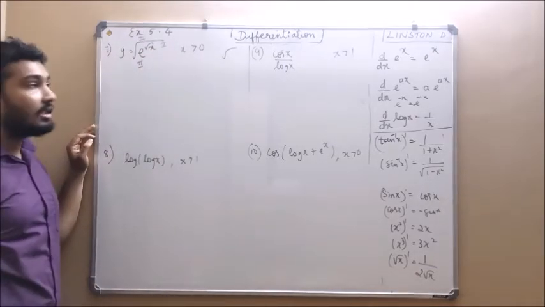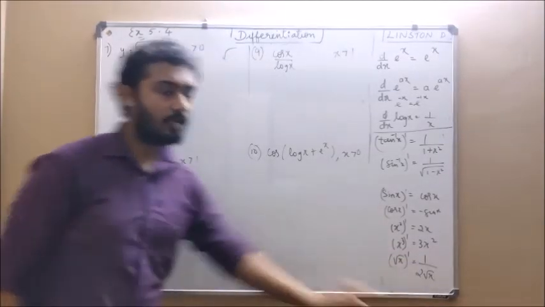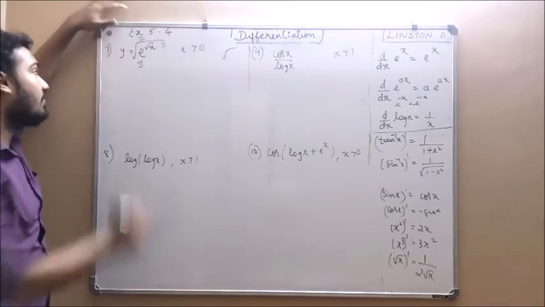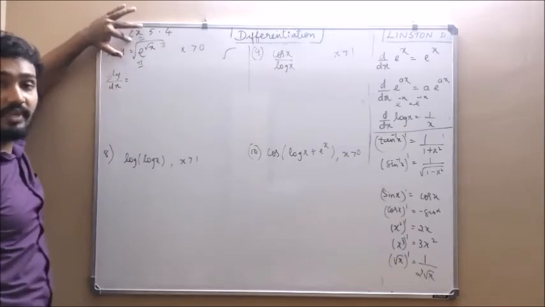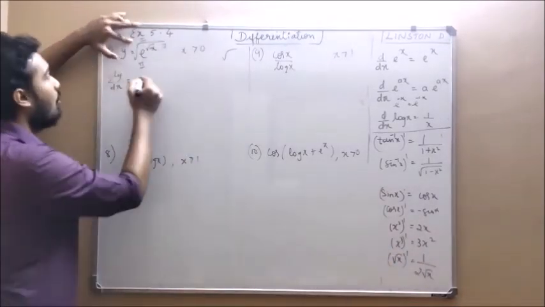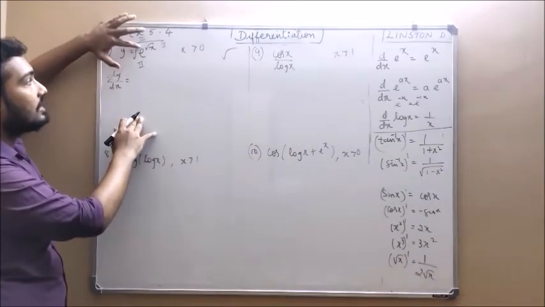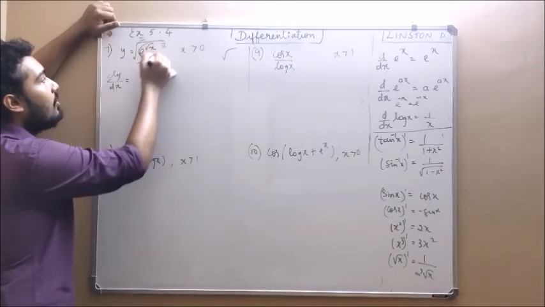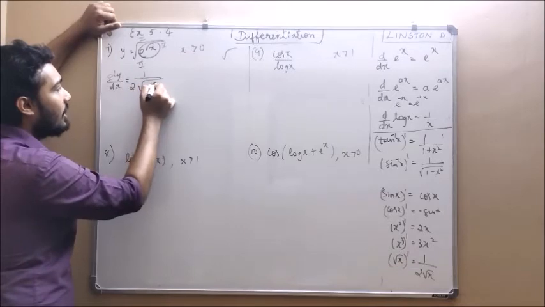So how to solve this? What is differentiation of root x? Differentiation of root x is 1 by 2 root x. So first we have to differentiate the outer function root x. So dy by dx: differentiation of root x is 1 by 2 root x. Instead of x, what is there here? Instead of x, there is e power root x. So 1 by 2 root e power root x.